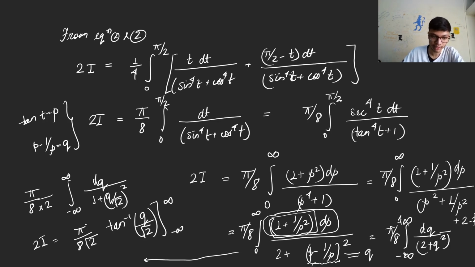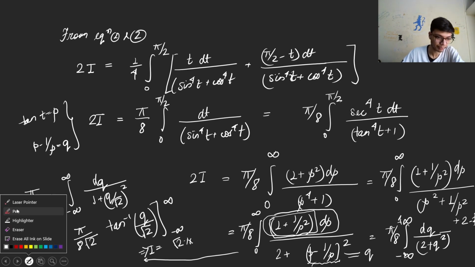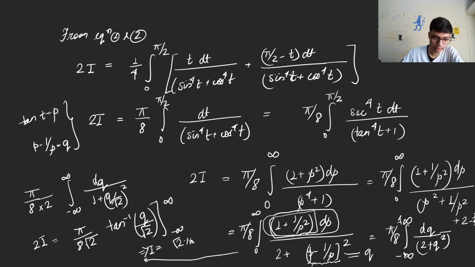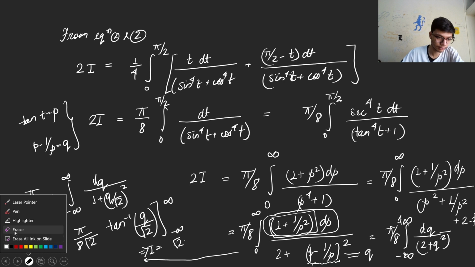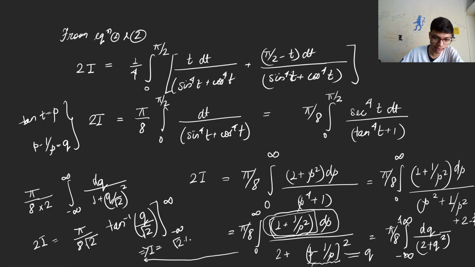If you put in the limits and solve for I, you will get the value of I as root 2 pi square by 32. So that is the value of the integral.